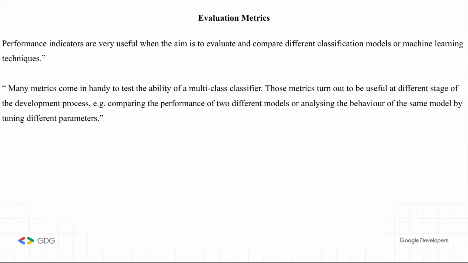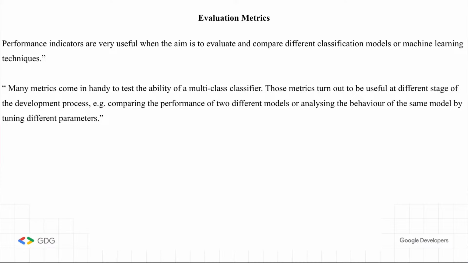Of course, with every model, we have evaluation metrics. So what's the importance of it? To evaluate the performance of our model. So what are evaluation metrics? Performance indicators are very useful when the aim is to evaluate and compare different classification models or machine learning techniques. Those metrics turn out to be useful at different stages of the development process.